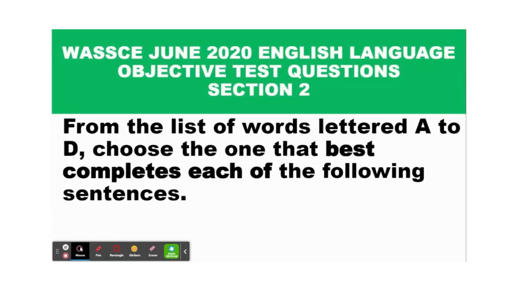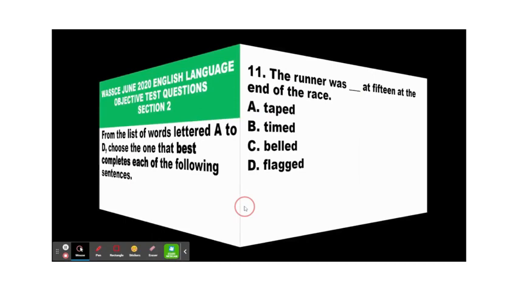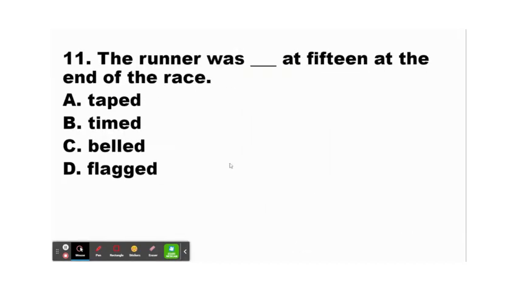And this brings us to section 2 of the WASSCE June 2020 English Language Objective Test questions. From the list of words lettered A to D, choose the one that best completes each of the following sentences. Number 11, the runner was dash at 15 at the end of the race. Now, when people run in a race, they are usually timed. So A, taped, B, timed, C, belled, D, flagged. The correct option is B, timed. The runner was timed at 15 at the end of the race.